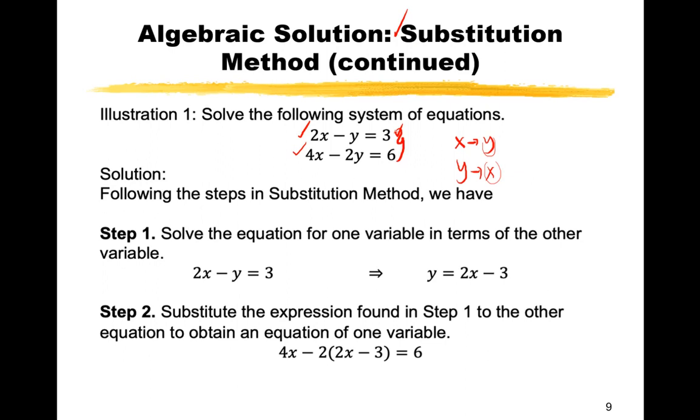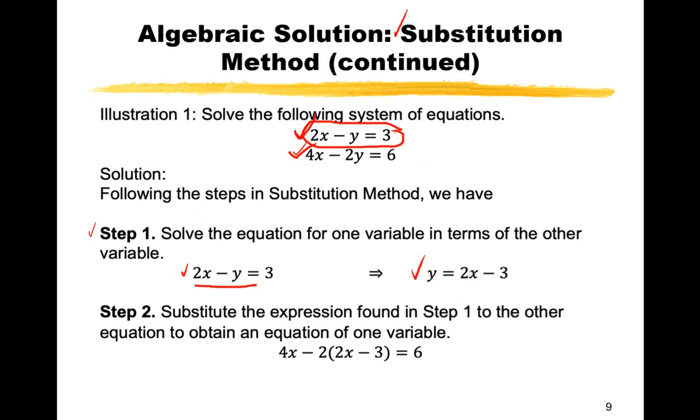So, papaano? So, we have the first step. Ang sabi, solve the equation for one variable in terms of the other variable. So, you just have to choose between this one or this one. And in this case, ginamit natin or kinonsider natin na equation para i-transform, para i-express natin in terms of the other variable is itong 2x minus y equals 3. So we expressed this equation in terms of the variable x.